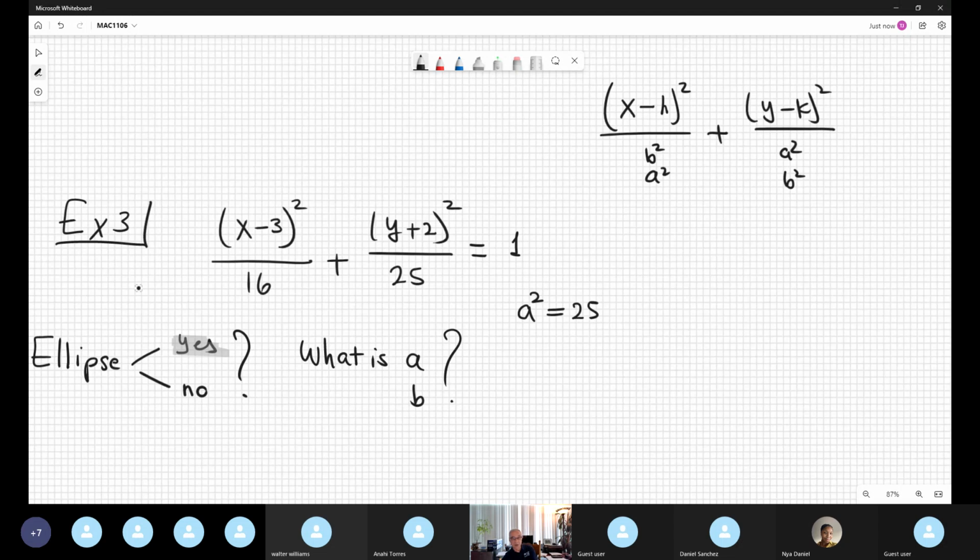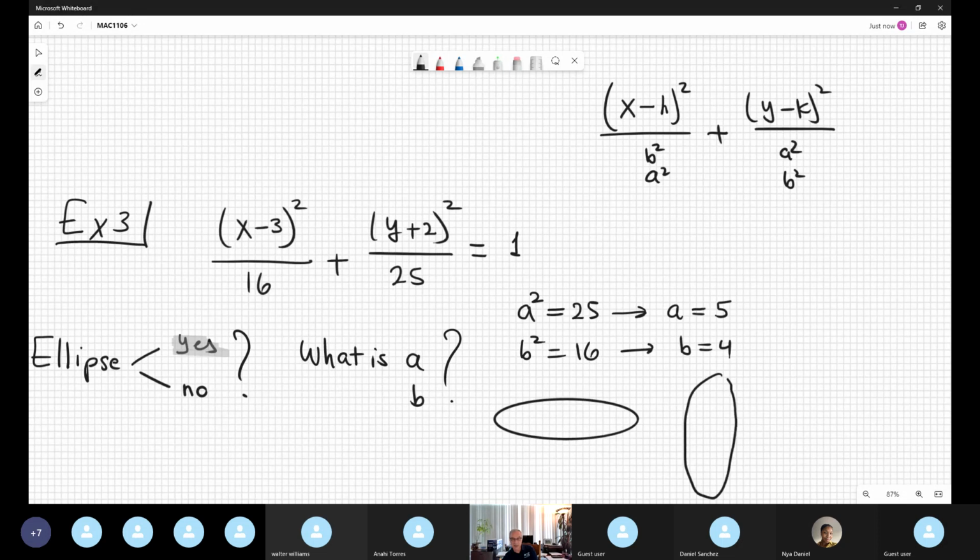So you see, what is the bigger, 25 or 16? 25. So a squared is 25, therefore a is 5. And b squared is 16, therefore b is 4. Cool. So what kind of ellipse do we have? An ellipse that looks like that, or an ellipse that looks like that. So this is a horizontal ellipse, and this is a vertical ellipse.